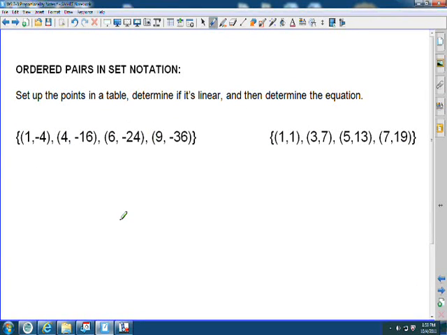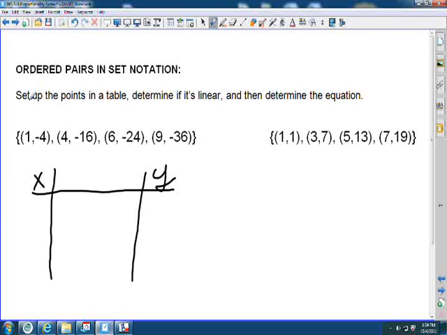Now if you look at these points in set notation, or if they're just giving you a list of points, put the points in the table as the first step. So I have x, then y. Remember that that's how they go here, x, then y, and so on. I've got 1, negative 4; 4, negative 16; 6, negative 24; 9, and negative 36.